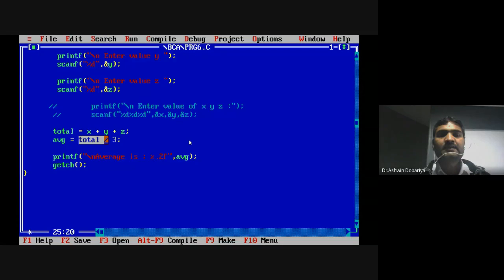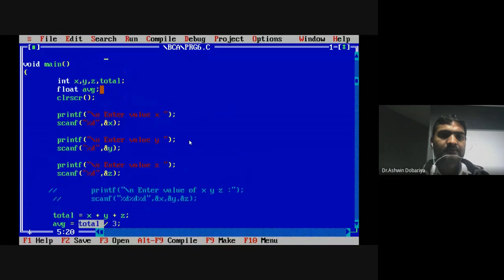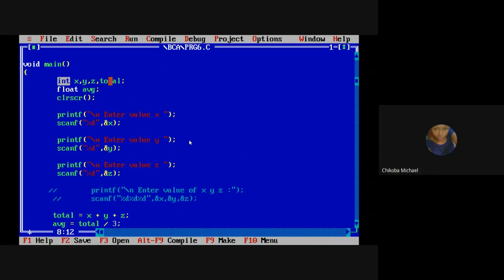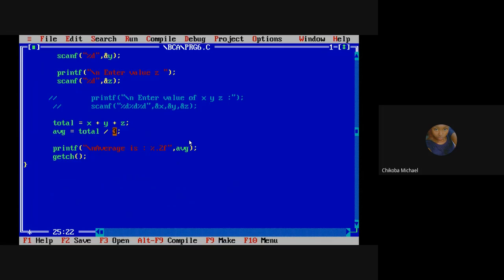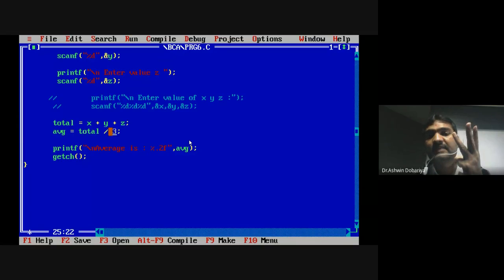So here total is what type of value? Integer, right? Okay, so total is also an integer. Here 3 is what type of value? Integer or float? If I mention 3, is this 3 an integer or float? It's an integer. If I mention 3.2, then you can say yes, 3.2 is a float. But if I mention only 3, it means 3 is an integer value.